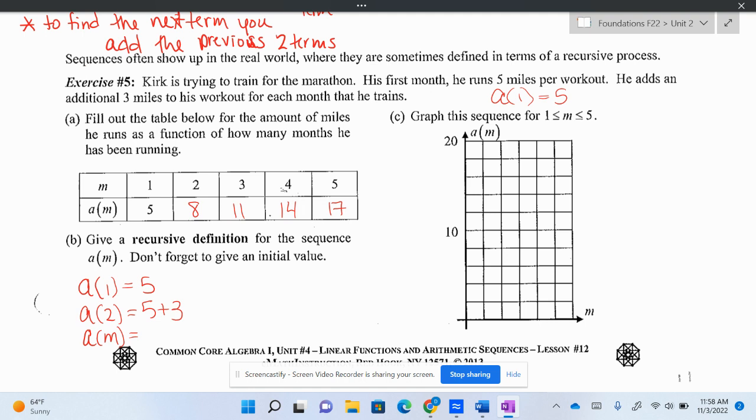That's the formula that we're writing. So what did we do? We took the number before, which is a to the n minus 1, right? And what do we do to it? We added 3.